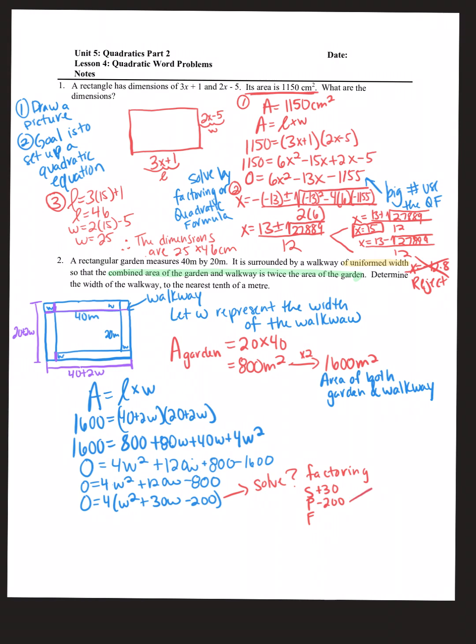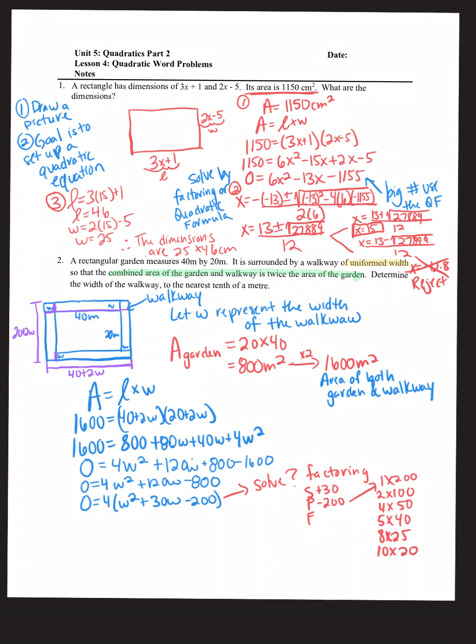Well, if I think about my factoring pairs for 200, I have 1 times 200. I have 2 times 100. 4 times 50. 5 times 40. We also have 8 times 25 and 10 times 20.